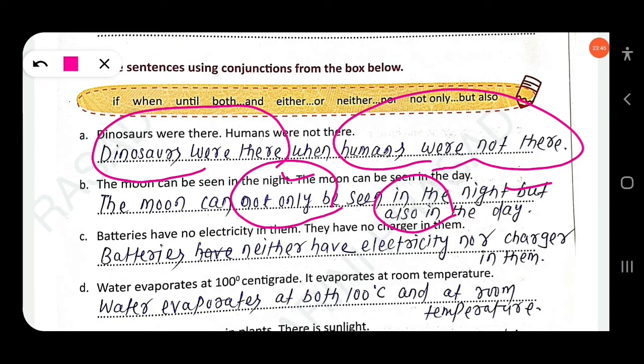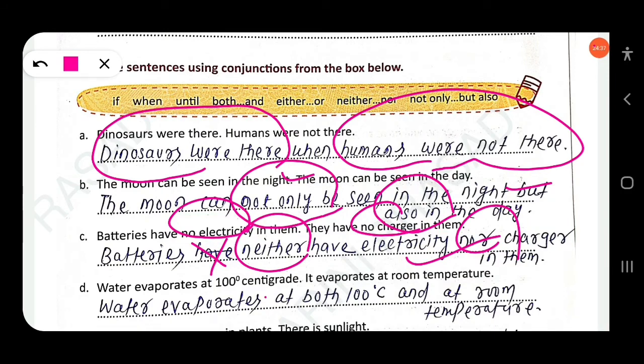Okay. Batteries have no electricity in them. They have no charger in them. That means both sentences are negative. No electricity, no charger. So you have to use neither nor. Batteries have neither electricity nor charger in them. Okay, neither nor.